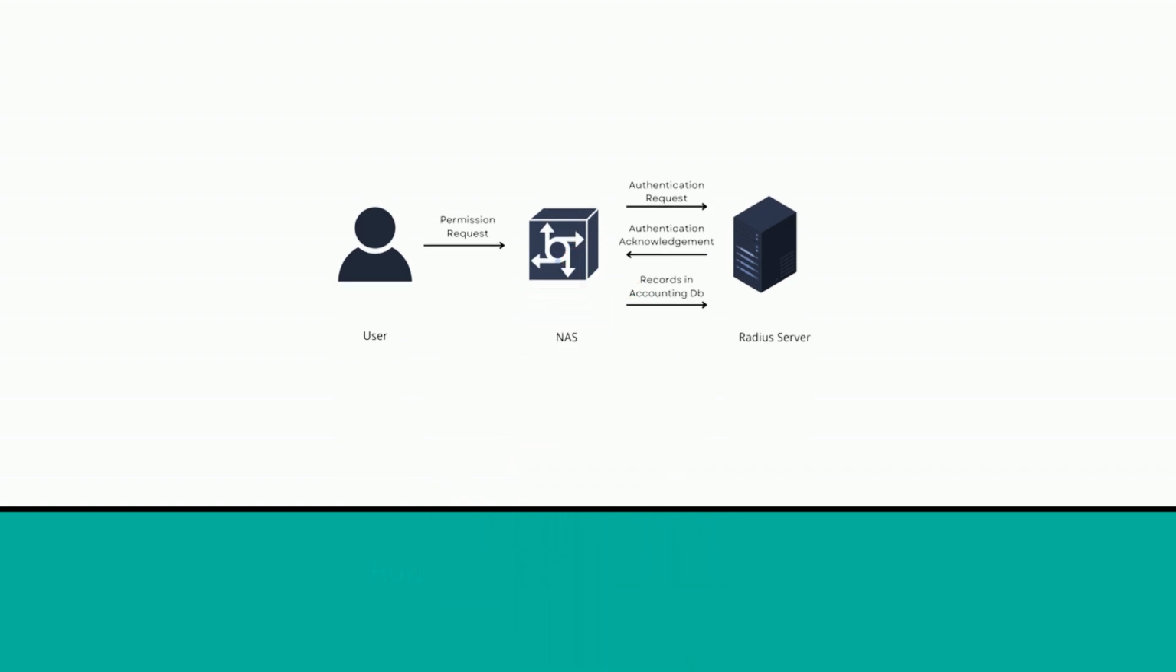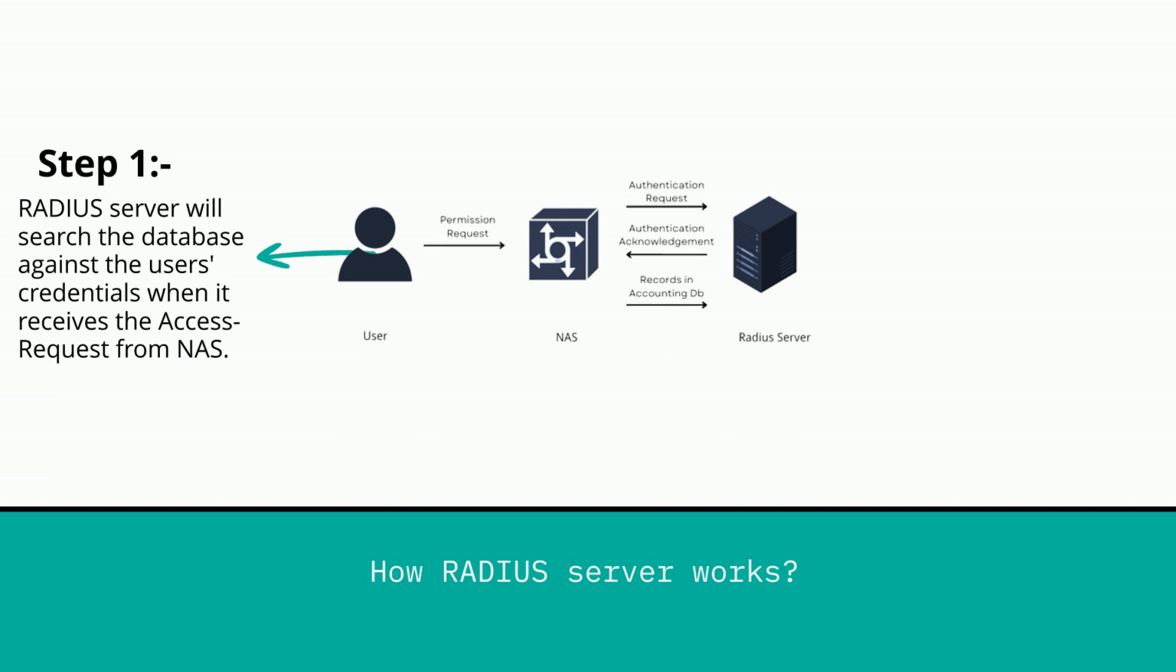So next, how the RADIUS server works. The first step is that the RADIUS server will search the database against the user's credentials when it receives the access request from the network access server, which is called NAS.